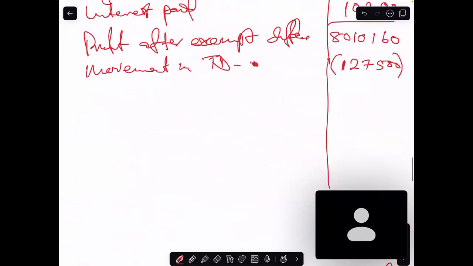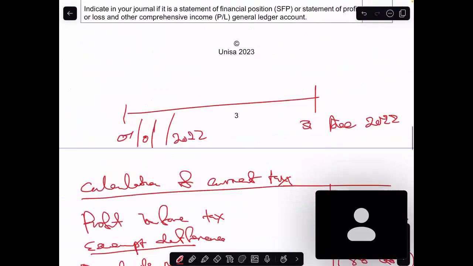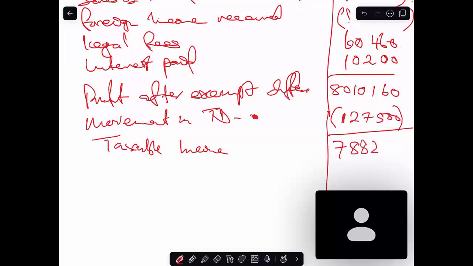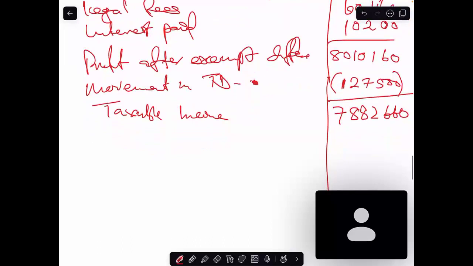Right, so now we're going to say 8,010,160 minus 127,500, giving us taxable income of how much? Taxable income is 8,010,160 minus 127,500, which is 7,882,660. This is our taxable income, double underline.